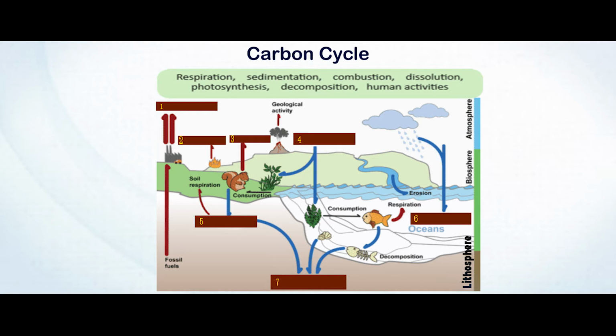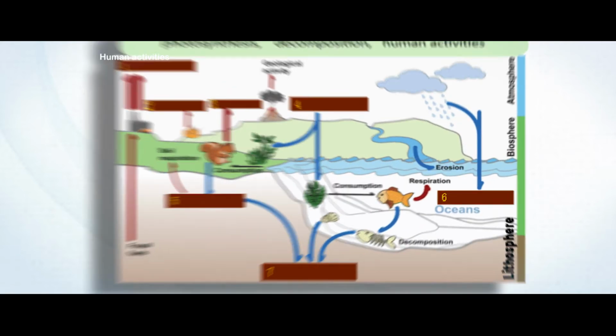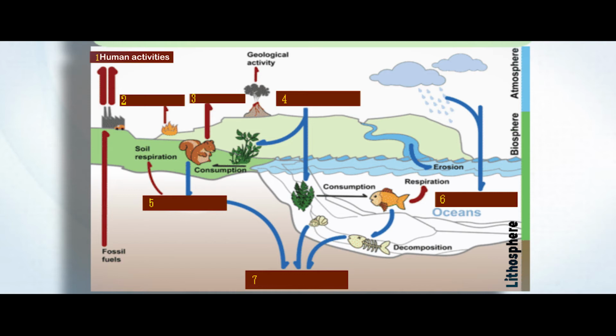You all are correct. The first one is human influence. The second one is combustion. The third one is respiration. The fourth missing term is photosynthesis. The fifth missing term is decomposition. The sixth missing term is dissolution. And the final term which was missing is sedimentation.